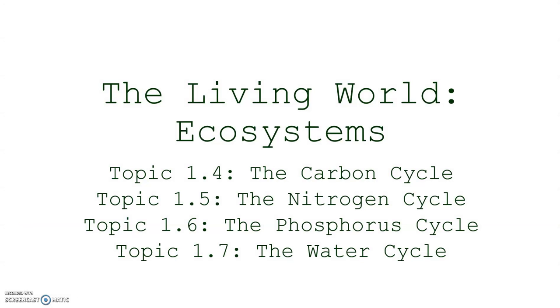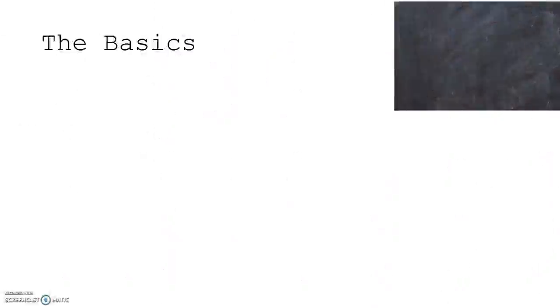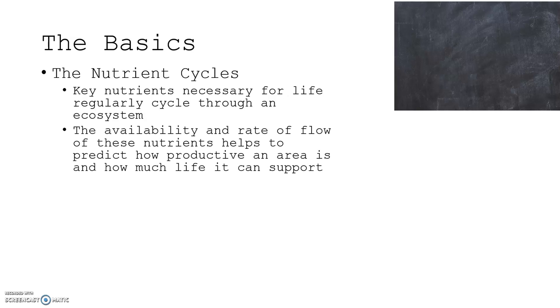This video is about topics 4, 5, 6, and 7 in Unit 1, so the different cycles. So let's start with some of the basics. These are nutrient cycles, and key nutrients necessary for life regularly cycle through an ecosystem. We have 4 that we're going to study in this course.